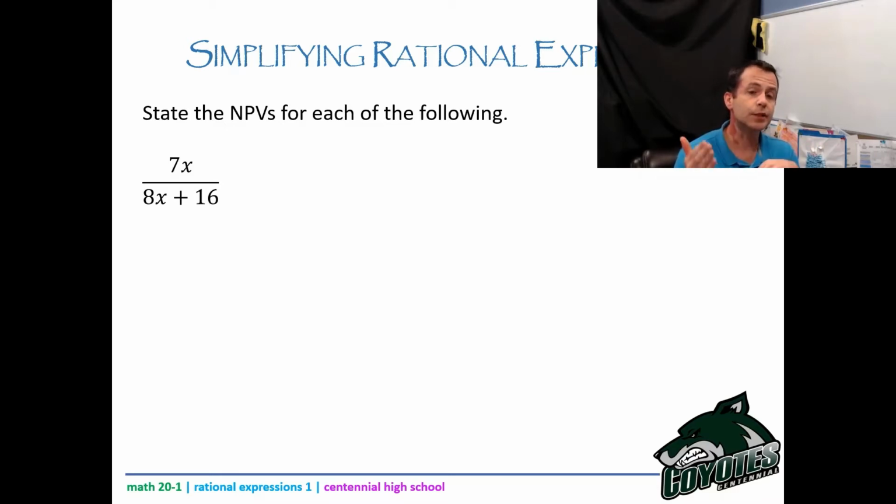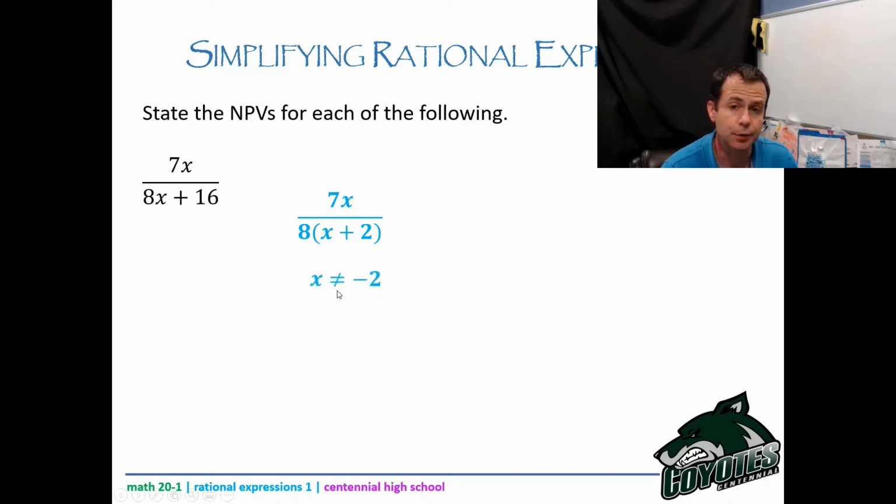I want you to get into the thought pattern, though, of factoring that first, okay? And that'll be very apparent as we keep going with this note and with notes to come. So I want you to think about this as 8 times x plus 2, okay? I'm just factoring out that 8. So we have 7x over 8 times x plus 2. Well, now it's also a little easier to see the NPVs in factored form because it's the factor itself that can't be 0. Well, what value for x would create a 0 on that factor? It'd be -2. So we have to say that x can't be -2, okay?